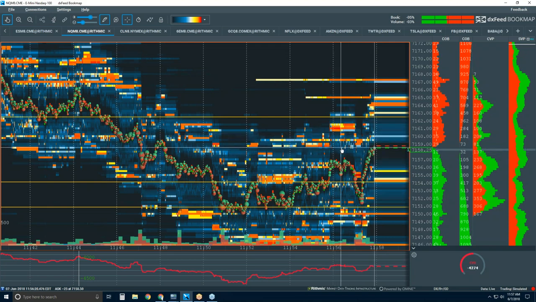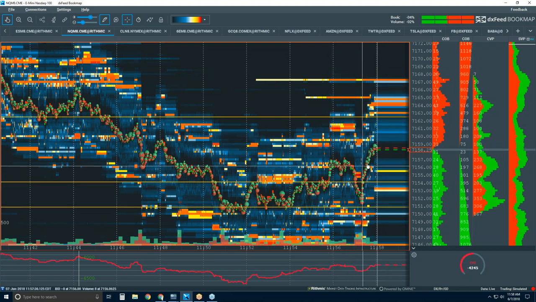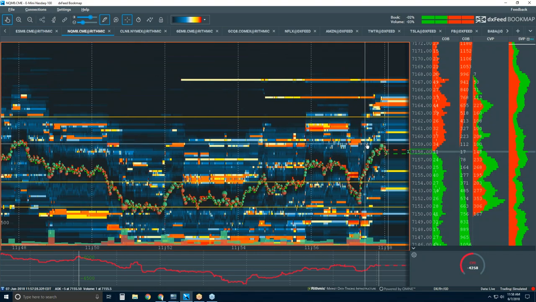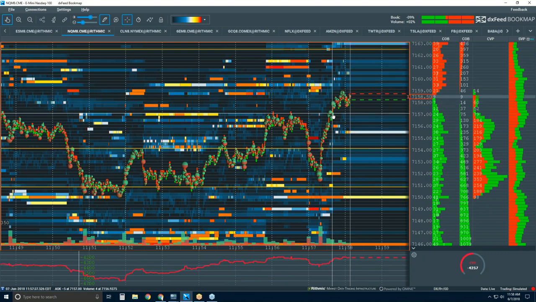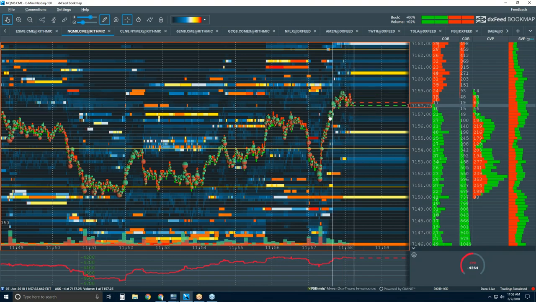I don't know, hard read. I've seen both sides here, and we're seeing both sides play out as well. Okay, but buyers are starting to win this battle here. Not too significantly, it's only a few points up above, but we're seeing it. You can't deny the order flow here.